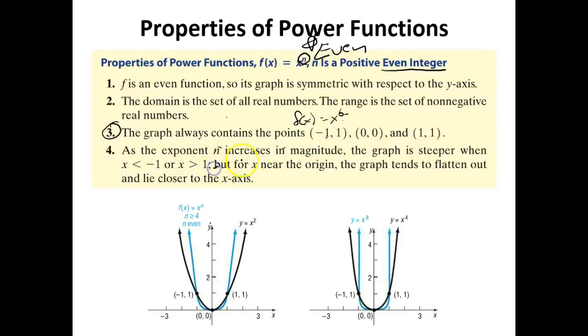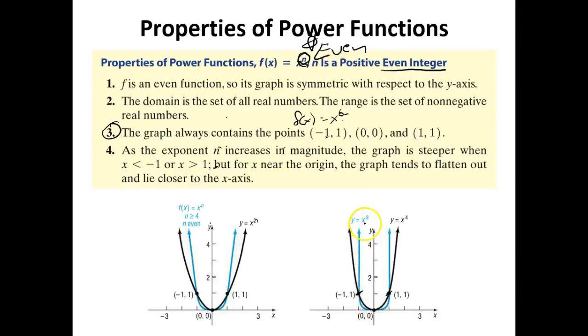As the exponent n increases in magnitude, so as this exponent gets larger and larger, if we're at 200 or 400 or 600 for this exponent, the graph is steeper when we're outside of -1 or +1. So look here, as this is just x squared, well, here's a better example. Here we have x to the 8th. X to the 8th is steeper outside of that range, and it's flatter inside that range.